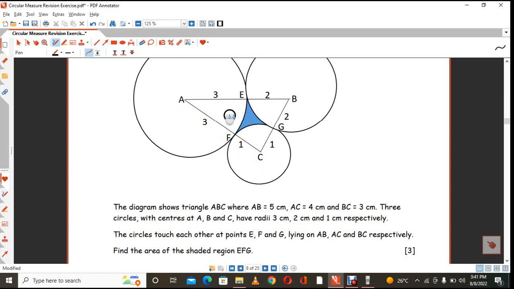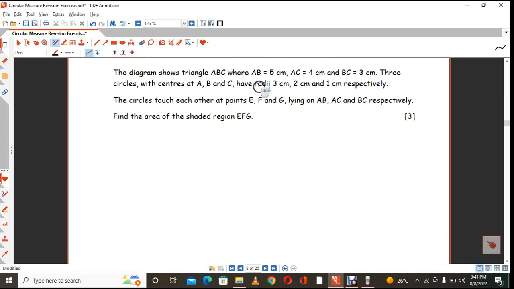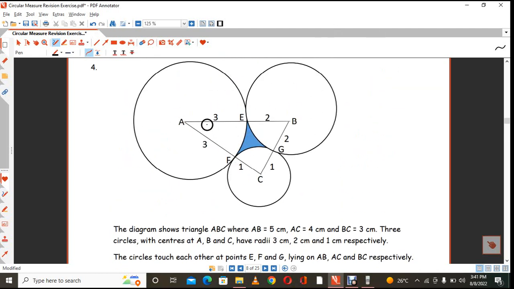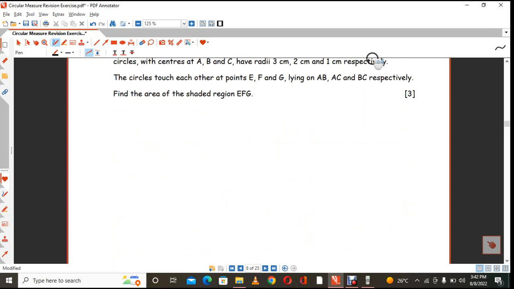Let me explain what my approach is going to be. I'm going to find the sector angles for each: sector EAF, sector EBG, and sector FCG. I'm going to calculate the area of those three sectors, then calculate the area of the triangle, and take the area of the triangle minus the sum of the areas of the three sectors. That's going to give me my shaded part. Right, so let us bring in my right angle triangle again.